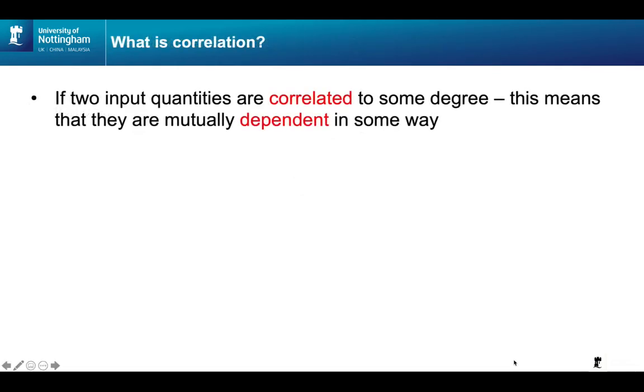So what do we mean by correlation? If two input quantities are correlated to some degree, this means that they are mutually dependent. In other words, if we think of the mass example, if it turned out that measuring the mass affected the diameter measurement in some way, then I would have correlated terms. This is clearly not the case in our example.